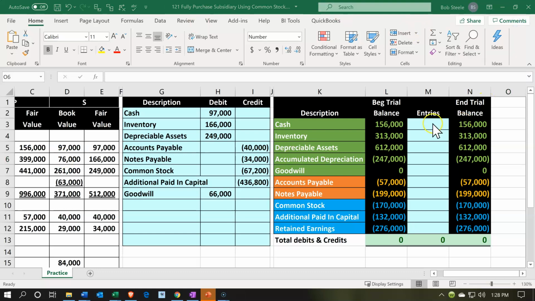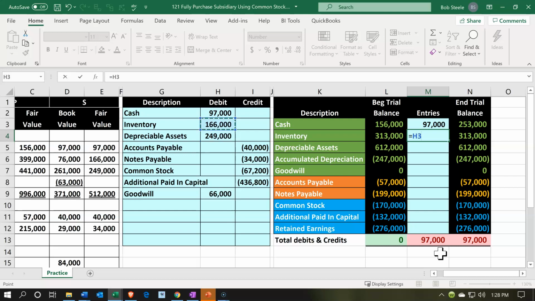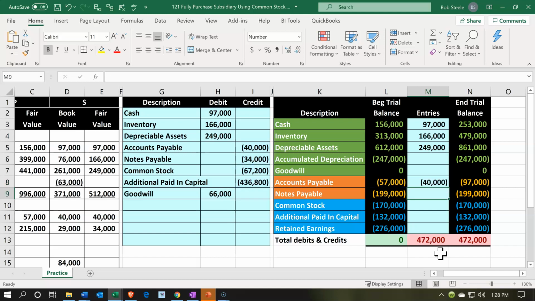Then we're going to record what we got. So we're going to say, all right, this is going to be equal to the 97,000. Inventory is going to be the 166. Then we're going to say the depreciation, the 249. Then we've got the accounts payable down here, which is going to be the 40,000. Then we have the notes payable, which is the 34,000. And then the common stock, which is going to be the 67.2. That's what we issued. And then the additional paid in capital that we issued, so the 436.8.